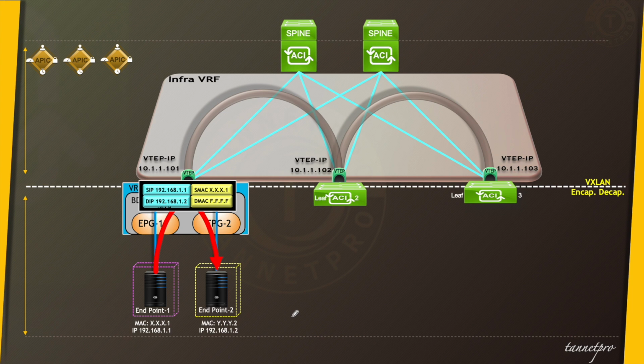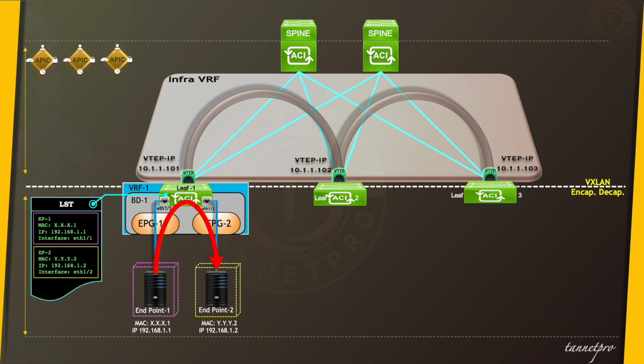It doesn't flood this ARP request anywhere else. It learns, it decapsulates, it opens your payload, or your header. From there it learns the IP address. This is very unique here. And it stores this information in a table that is called the LST. What is LST? Local station table. Whatever devices are locally connected, that is called here the local station table, or endpoint table. So they maintain the LST information.